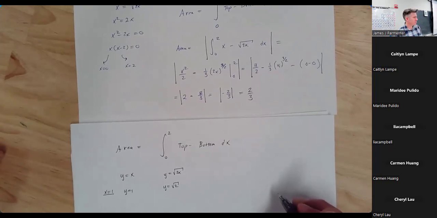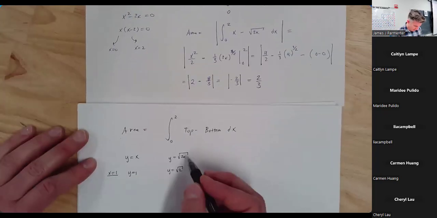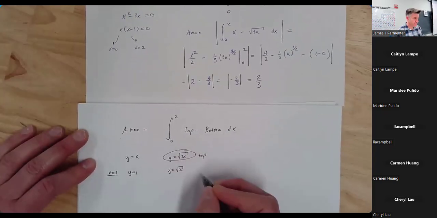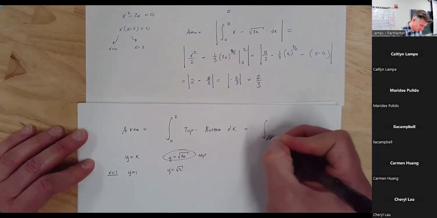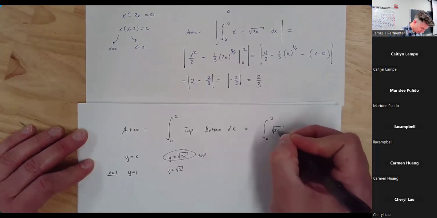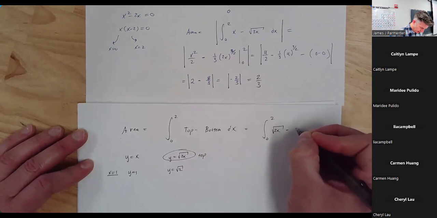Which is bigger, 1 or the square root of 2? Square root of 2. So that means that function is the top. So then we do the integral from 0 to 2 of the square root of 2x minus x.